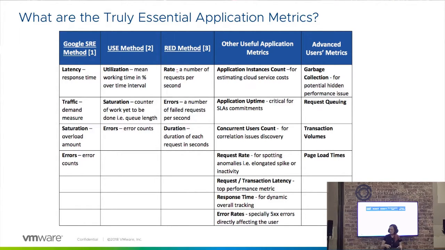Also known are the USE and RED methods. USE stands for utilization, saturation, and errors, and RED for rate, meaning the number of your requests per second, errors, and duration. Other useful metrics besides these basic ones are application instance counts. Usually you want that information because it's related to costs. Also application uptime, request rates, and of course different kinds of error rates.